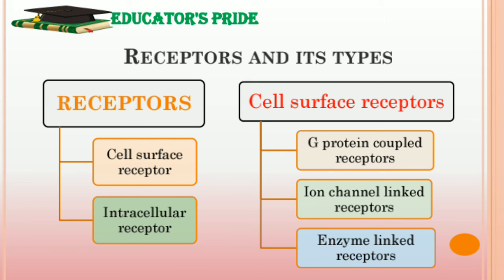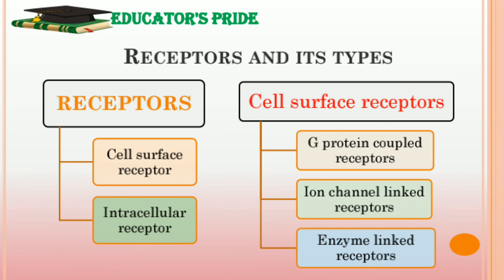Some common examples of signal molecules that interact with cell surface receptors are epinephrine, norepinephrine, glucagon, insulin, etc. An example of signal molecules that interact with cytosolic or nuclear receptors are steroid hormones like progesterone, testosterone, and non-steroid hormones like thyroxine, retinoid, etc. Cell surface receptors are further divided into three categories. First, G protein coupled receptors, second, ion channel receptors, and third is enzyme linked receptors. These will be discussed in detail in my next videos.